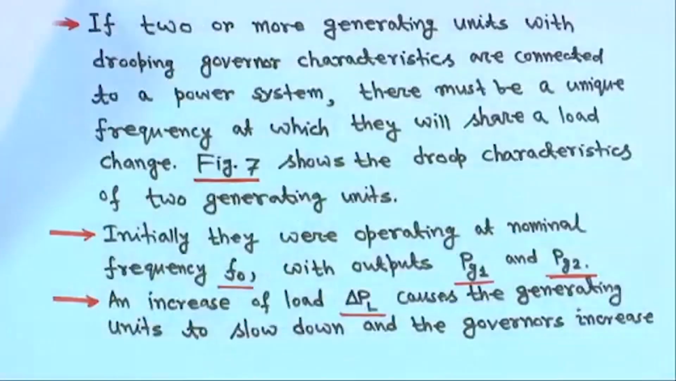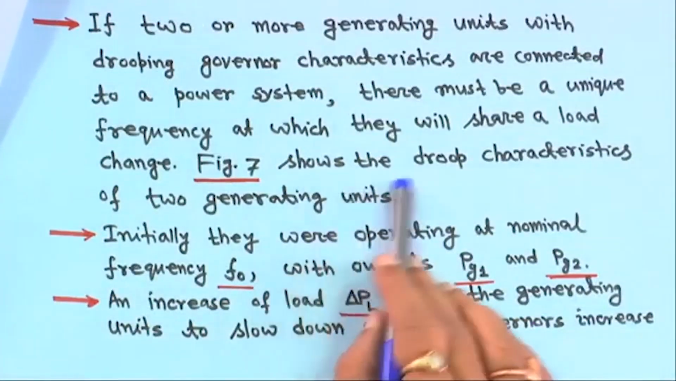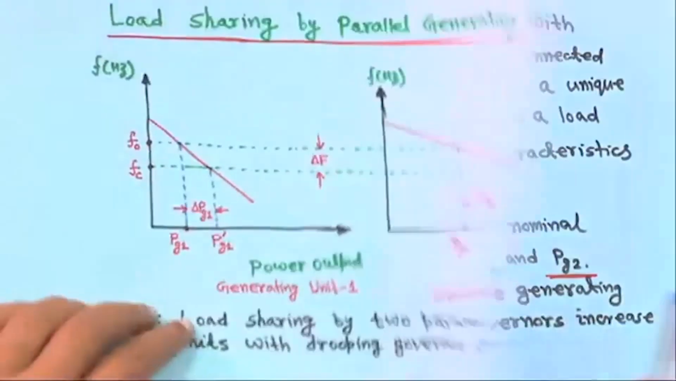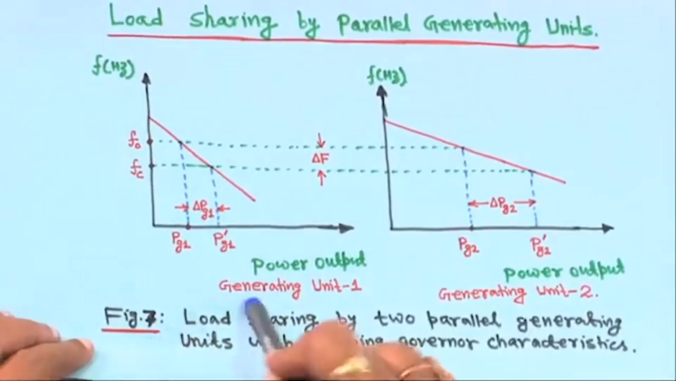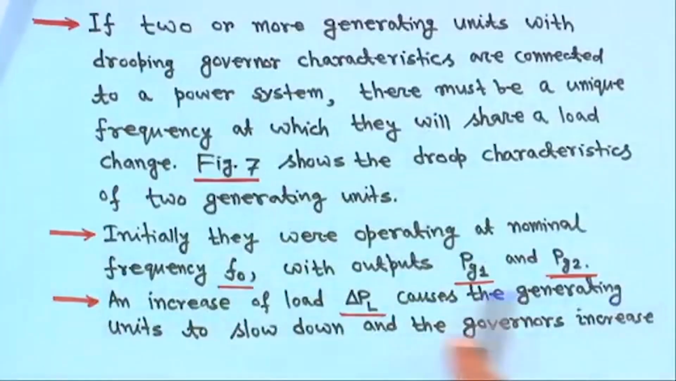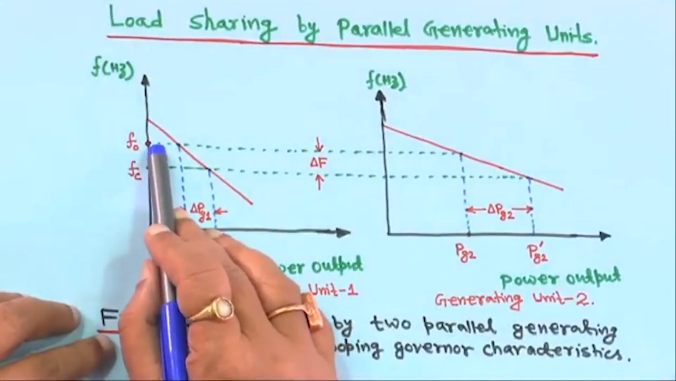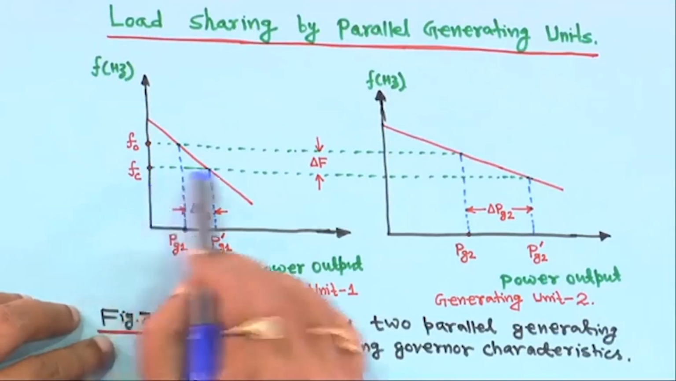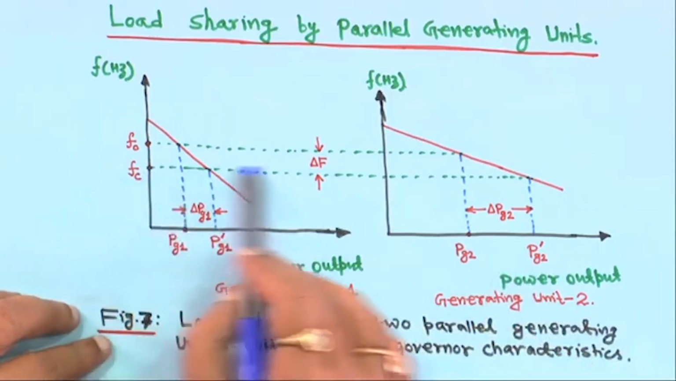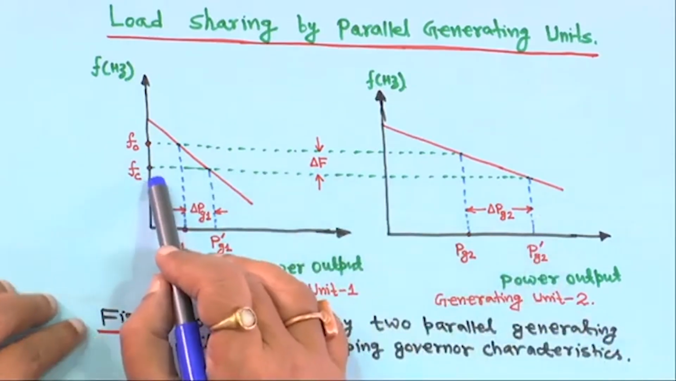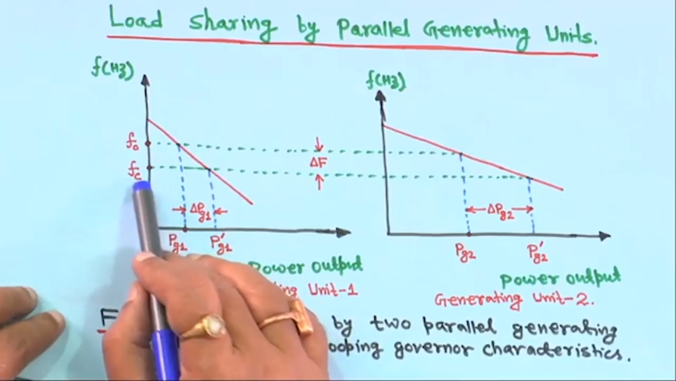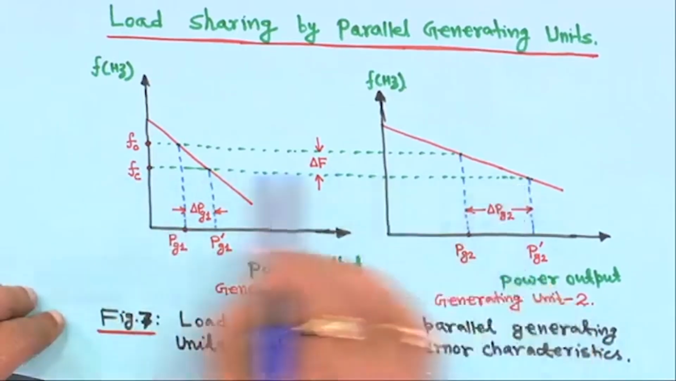So, in this case, this is figure 7, the droop characteristic I told you about. Initially they were operating at nominal frequency f0. Now, when load has increased, they operate at another frequency, fc, which is a common frequency rather than a frequency change. So, they are operating at a common frequency.